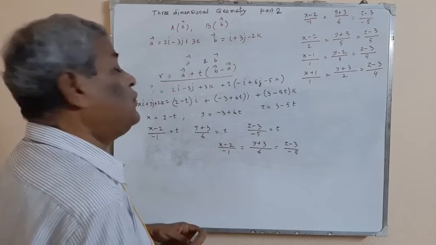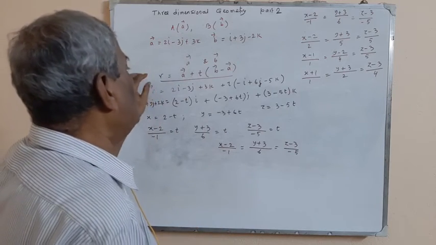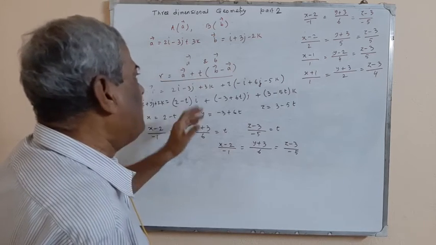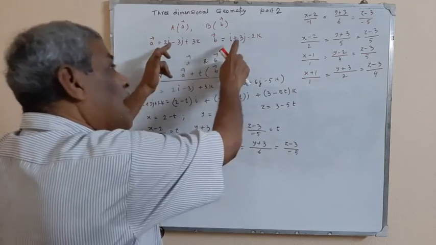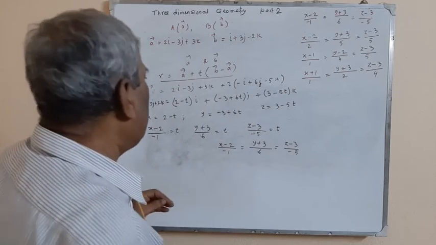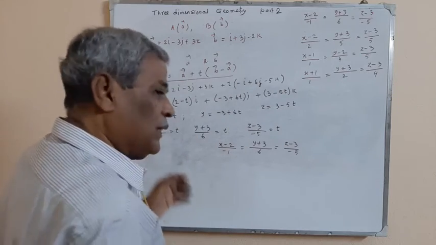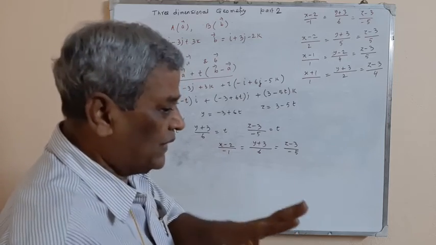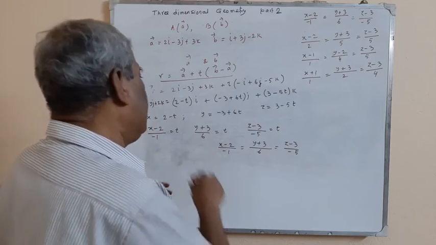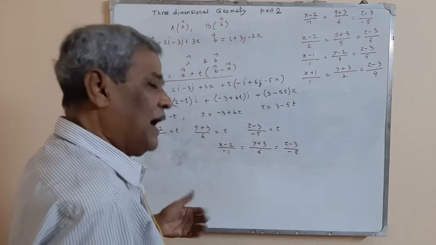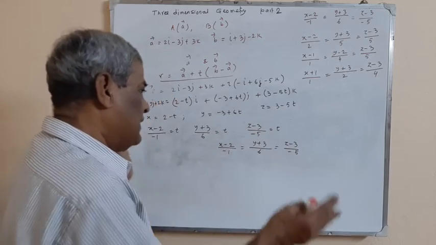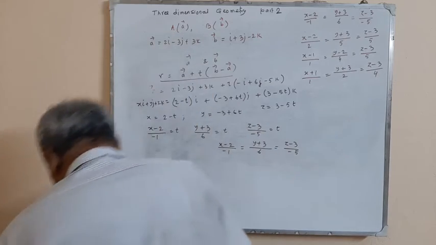Actually, what we do here, I have used the formula: if a straight line passes through a given point and through two other vectors, the formula is this. I simplify it, and after that, r vector is equal to xi plus yj plus zk. Comparing coefficients of i, j, and k, we get three equations. From there, I eliminate t. From this t is that, from this t is this, and now equating them, we get the answer.